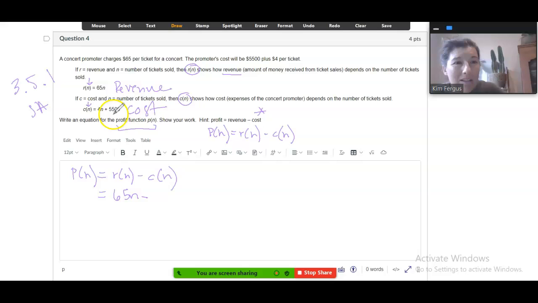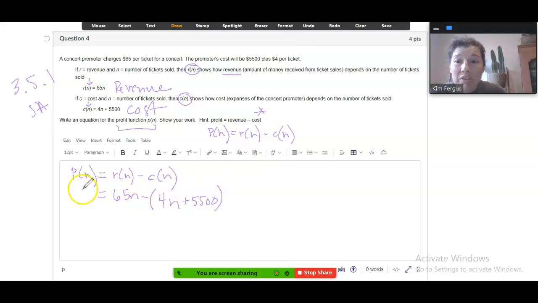Notice there's two parts to this, two terms. So when I subtract it, I need to make sure that I have parentheses around that entire value to show that I need to subtract the 4N, but I also need to subtract that 5,500. This negative sign out in front is going to apply to both the 4N and the 5,500. Hopefully this looks familiar. We've done a lot of this.